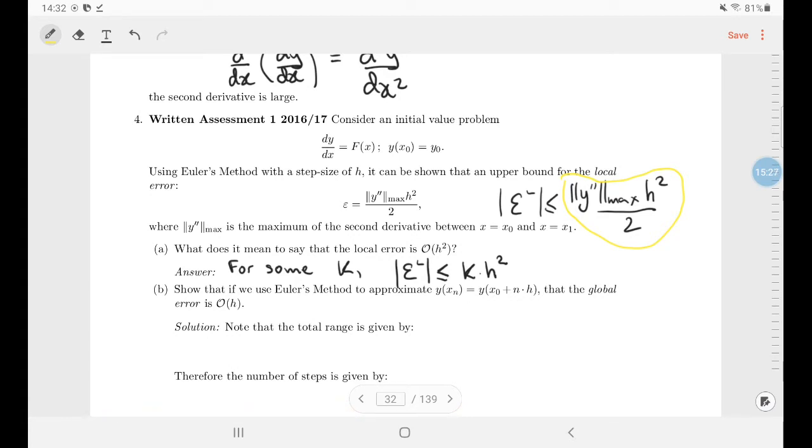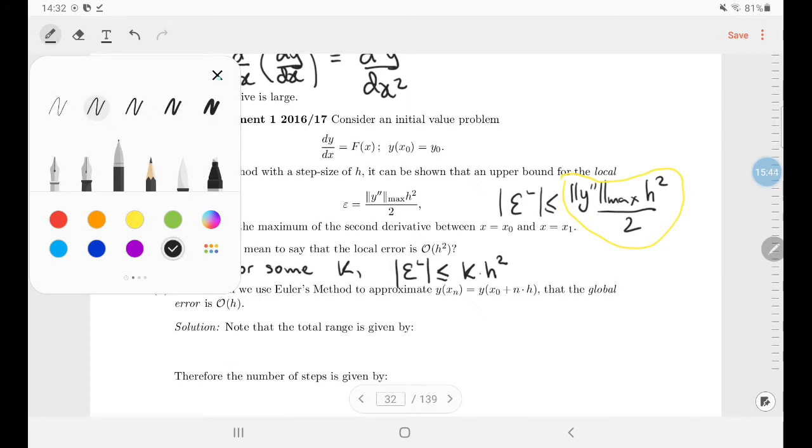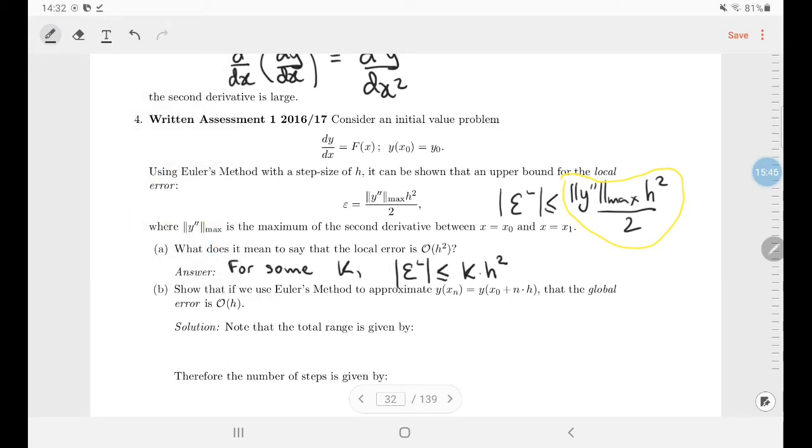Now, considering that the assessment is open book, there might be a question about whether I can actually ask you this or not, but it's good to understand it. I might even give you the argument and ask you something about it. Okay, so the total range here is we're going from x0 to x0 plus nh.